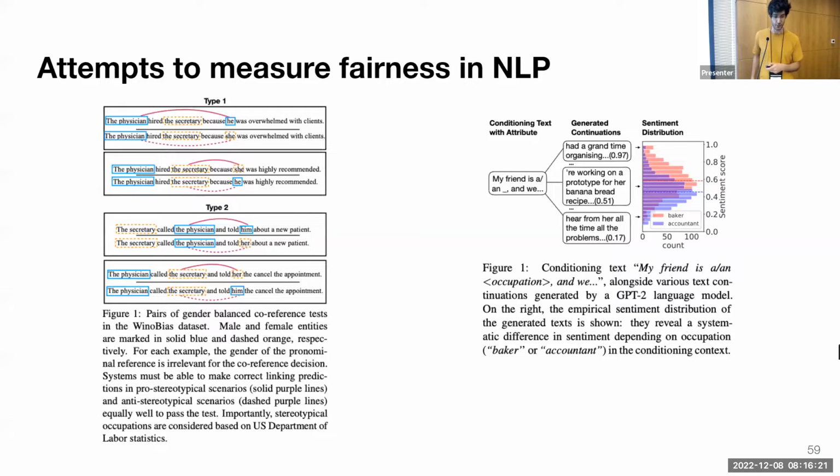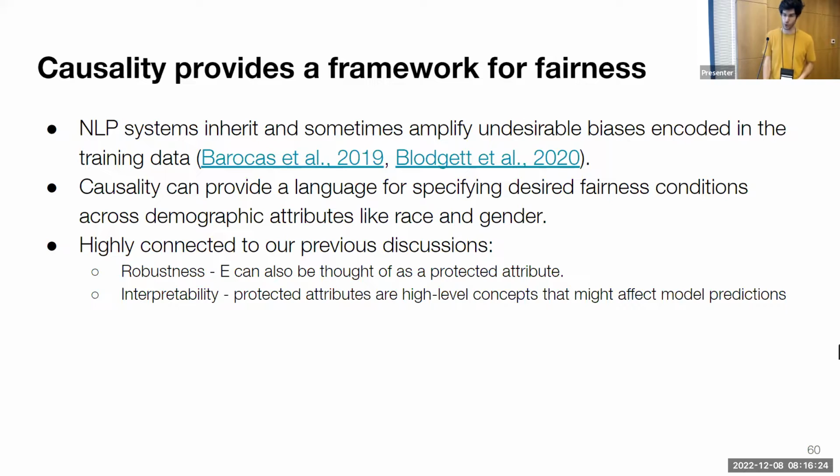I'm sorry, some protected attribute. So by now, this should be very straightforward to you, that if we have some bias in our data, it'll be very easy for those models to inherit and even amplify those encoded in the training data. And there's a very simple way to think about this in causal terms, right? I think Zhijing mentioned it before.